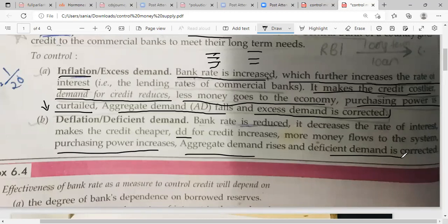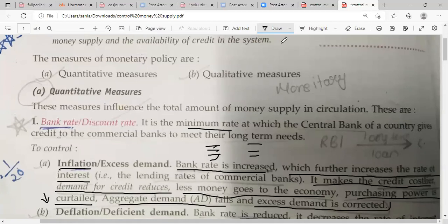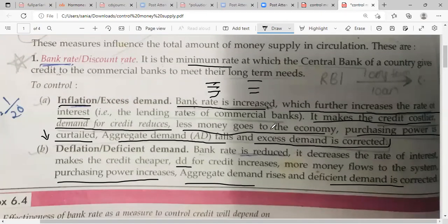Yes, ma'am. Okay, so I hope this story is clear, right? Because you will exactly get the question: if there is inflation, how is the government going to control it, how will the bank rate correct it? If there is inflation, this is how the problem of excess demand will be corrected. Or if there is deflation, with the help of the bank rate or discount rate, it will be corrected. Clear? Yes, ma'am. Okay, so you can write it down.